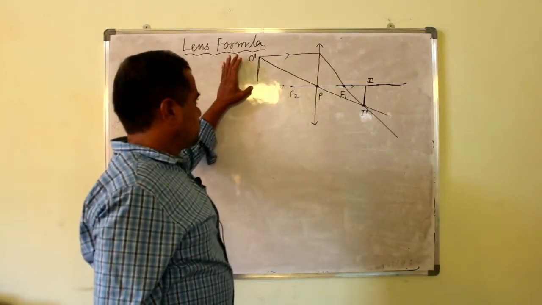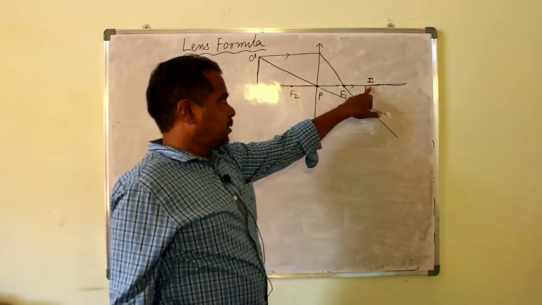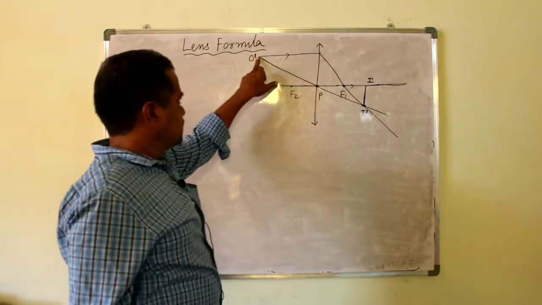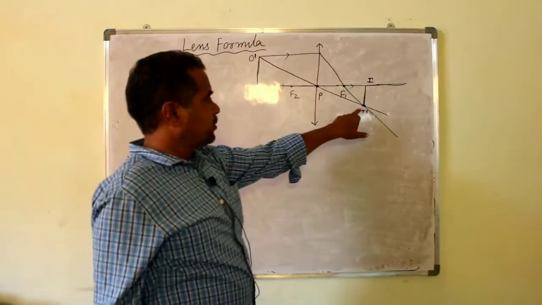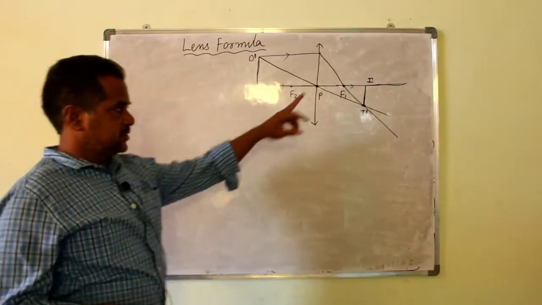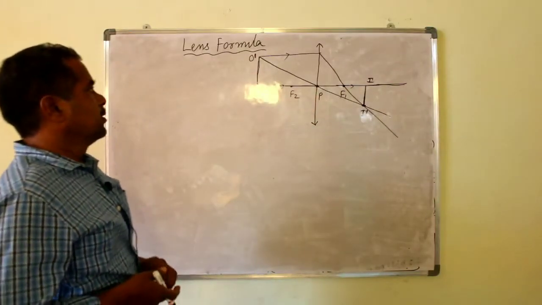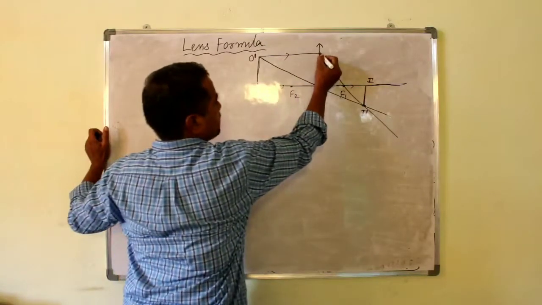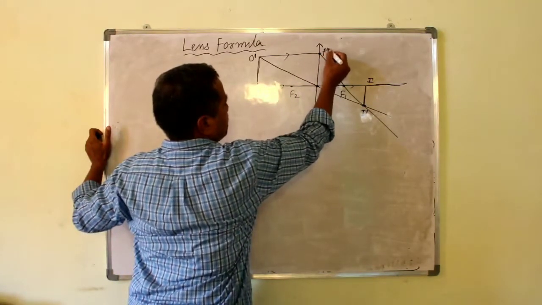The bottom portion of the object is formed at the upper portion of the image, and the top portion of the object is formed at the bottom portion of the image. So this image is a real image, and it is inverted. This point of incidence is treated as P dash.